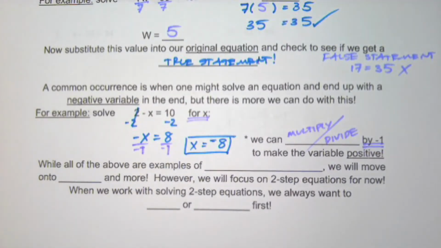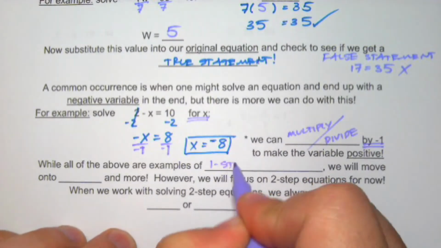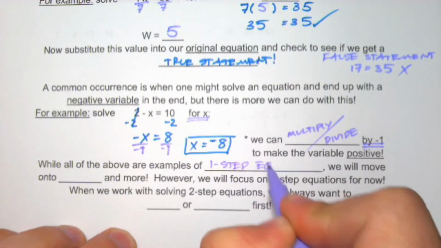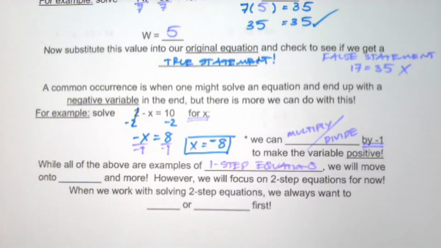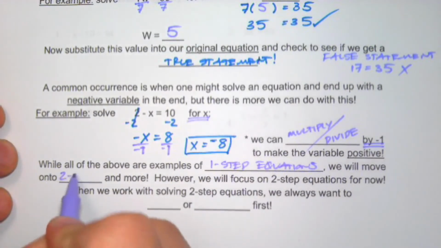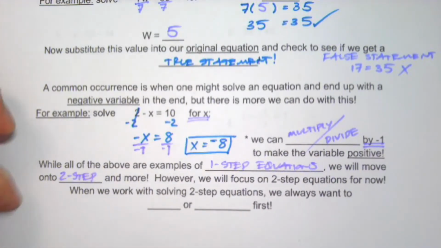Now, everything so far, for the most part, has been examples of one-step equations, which I know mathematicians aren't very original, right? They're called one-step equations because we can solve them all in one step. But now we're going to dive into two-step equations, and that'll be our focus for a while, and then we'll do more than that. So we'll have multi-step equations, and a lot more will come from the idea of solving equations.